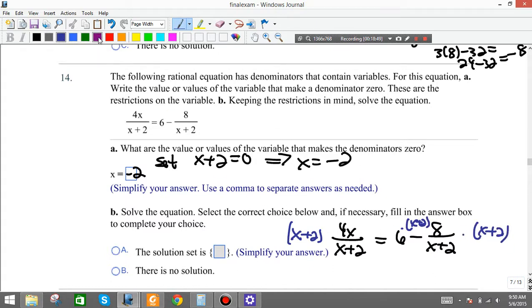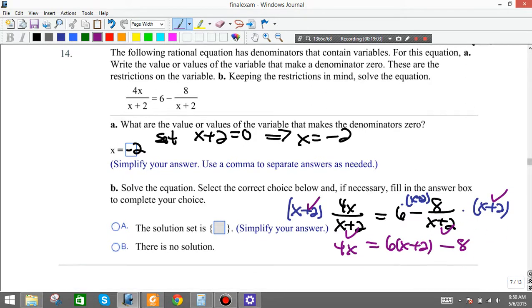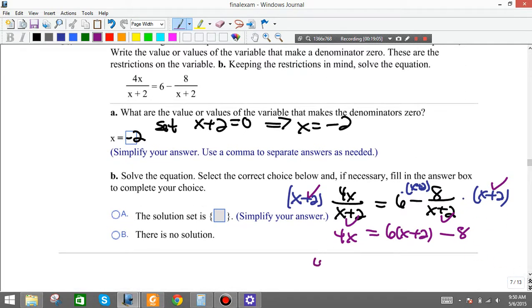The whole point of doing this is that the denominators cancel. These x plus 2's cancel. You're left with a 4x, 6 times x plus 2, which we're going to distribute in just a moment. And then the x plus 2's cancel, and you're left with minus 8. 4x is equal to 6x plus 12 minus 8.